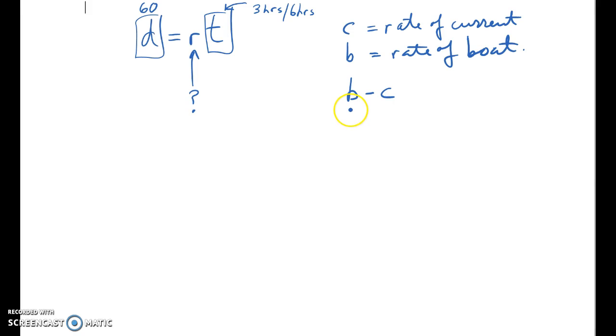And then also, if the boat is going down the stream with the current, if it's traveling 15 miles an hour, and the current is going 3 miles an hour, then it would be going 15 plus 3, which would be 18 miles per hour. So you would add those two speeds together because they're both working together versus against each other. So those are the current speeds. This would be the rate upstream. This would be the rate downstream.